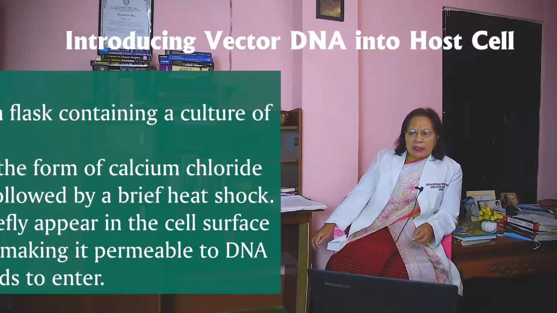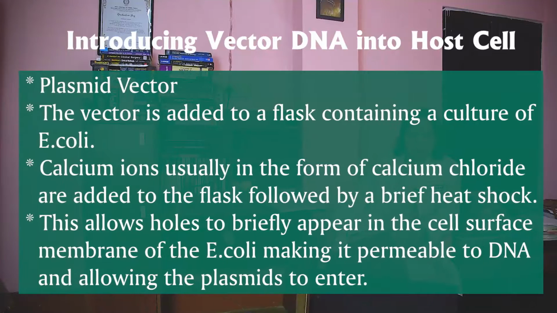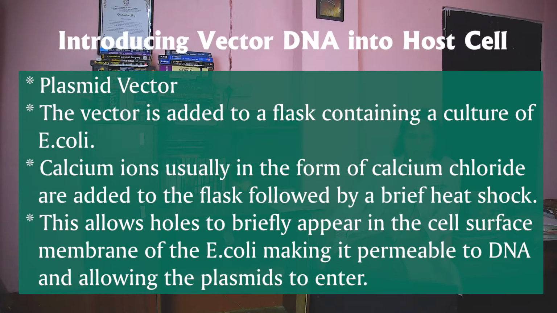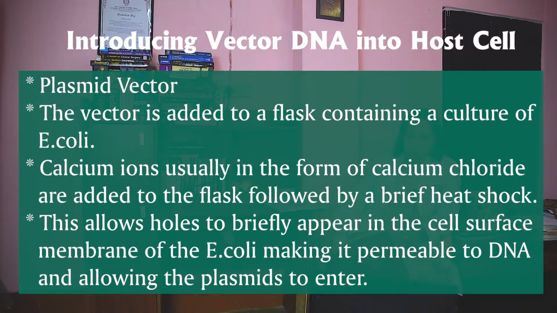Introducing vector DNA into the host cell. The plasmid vector is added to a flask containing a culture of E. coli. Calcium ions, usually in the form of calcium chloride, are added to the flask followed by a brief heat shock. This allows holes to briefly appear in the cell surface membrane of the E. coli, making it permeable to DNA and allowing the plasmids to enter.